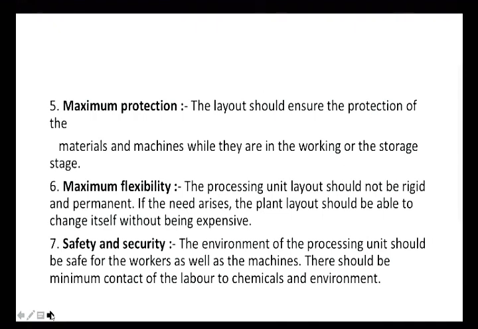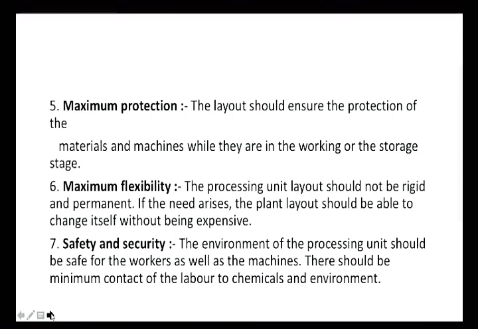If you want to expand your unit, it will be very easy to displace any kind of walls or anything. You can move them from one place to another place. That is possible. That's why you need to implement maximum flexibility in the case of the processing unit.